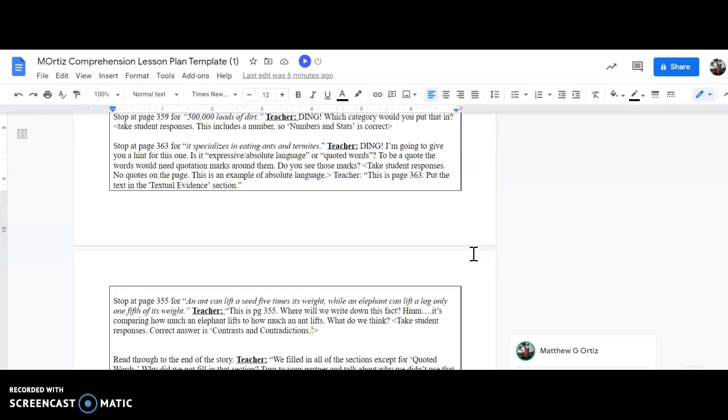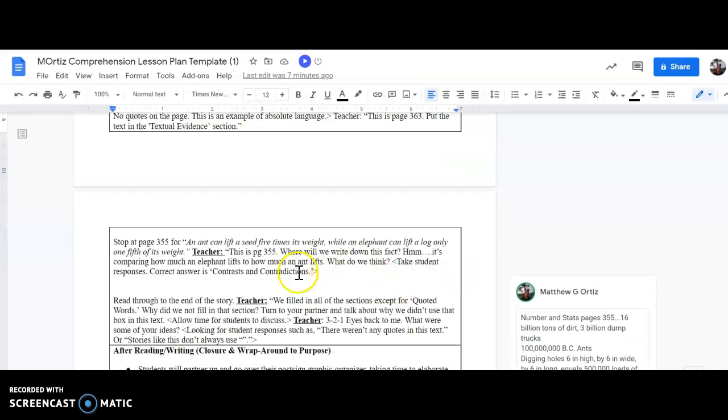Where will we be writing down this fact? It's comparing how much an elephant lifts to how much an ant lifts. What do we think? Take student responses. Correct answer. It's contrasting, right? Contrasts and contradictions, right? We have two different kinds of animals, very large, very small, big differences in the amount that they're lifting, right? But we can see that even though an ant is very small, it can lift way more than how much it weighs, right? Based on its weight, right? Pound for pound.